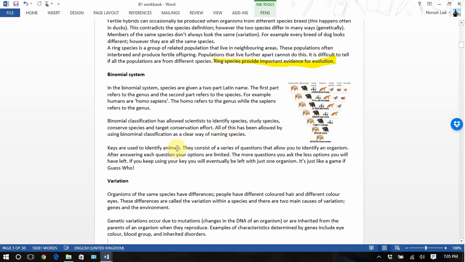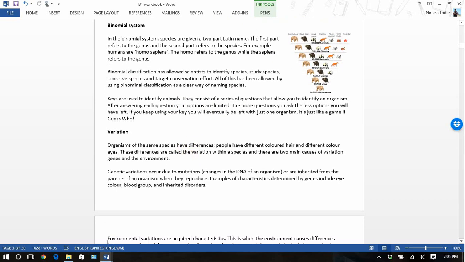The keys are the way we actually identify animals. They consist of a series of questions that allow you to identify an organism, and after answering each question your options are limited. So a bit like Guess Who. Okay? Keep going until you get to one organism.